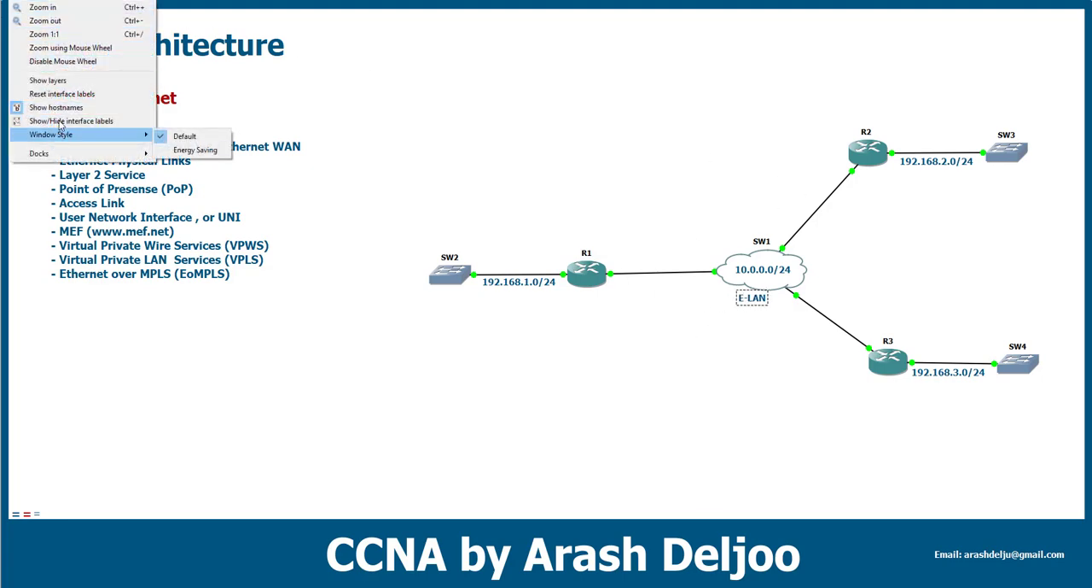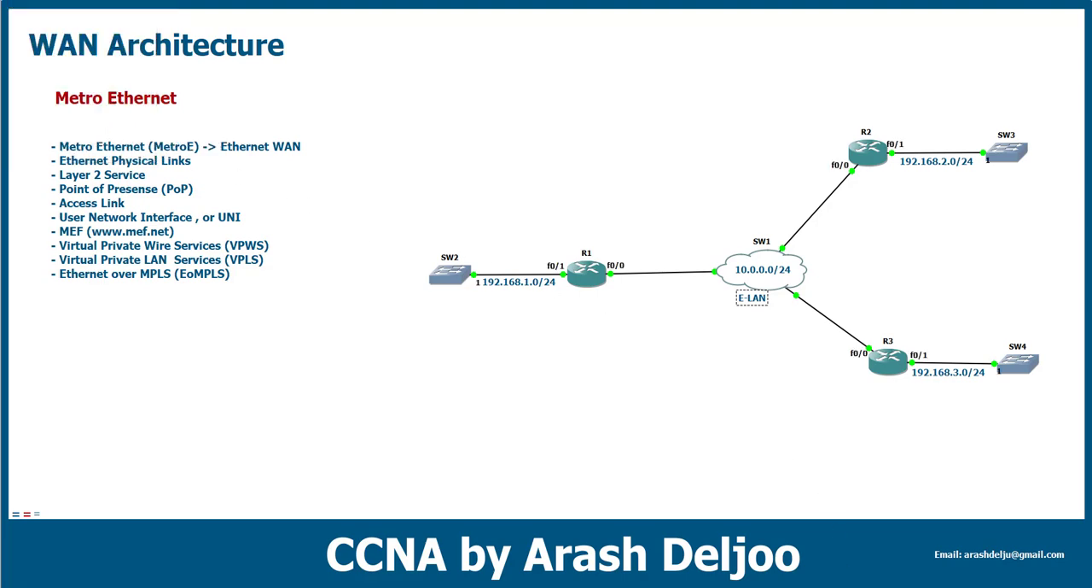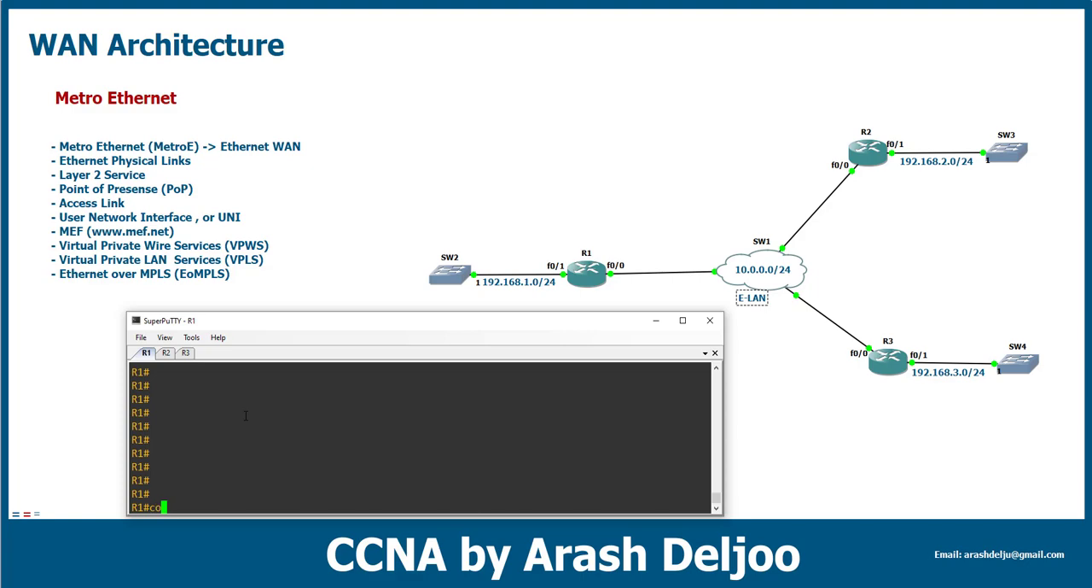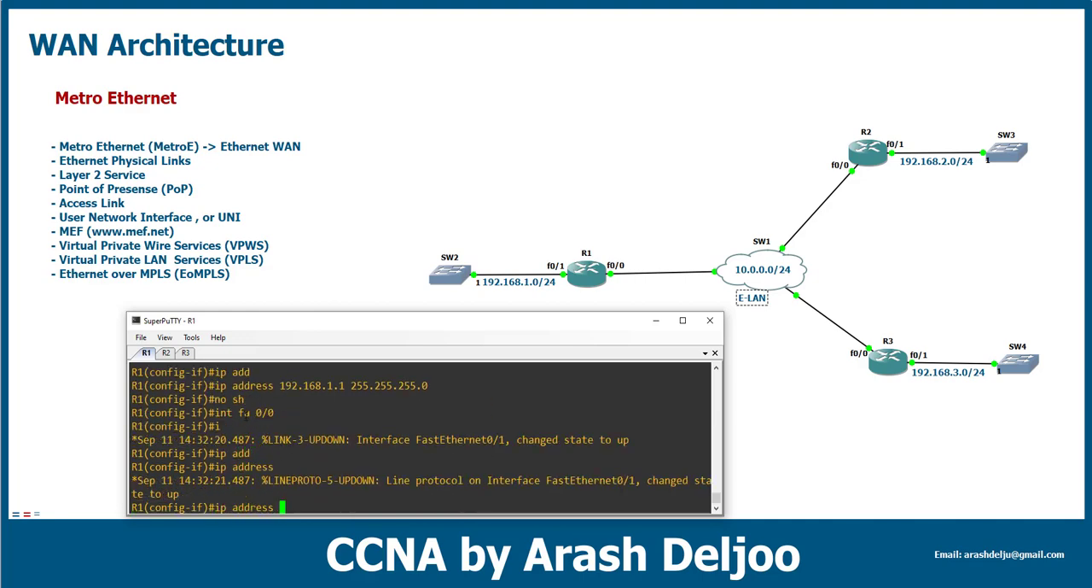Let me show you the configuration of this scenario for the routing. Again, we should start from scratch. R1, interface FastEthernet 0/1. The IP address is 192.168.1.1, 255.255.255.0. Then no shutdown. Now for interface FastEthernet 0/0, we should assign the IP address to this interface. IP address is 10.0.0.1.